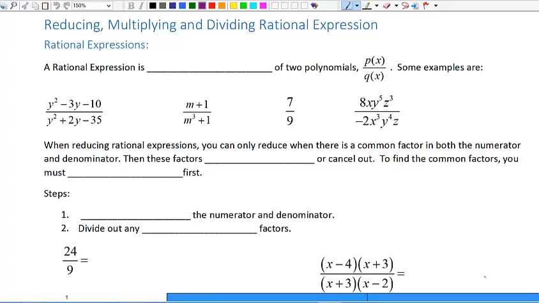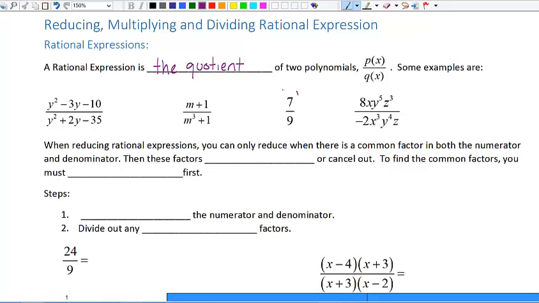This lesson is on reducing, multiplying, and dividing rational expressions. So first let's discuss what a rational expression is. A rational expression is the quotient of two polynomials like p of x over q of x. So some examples are, we have a polynomial up here on the top, y squared minus 3y over 10 over y squared plus 2y minus 35.